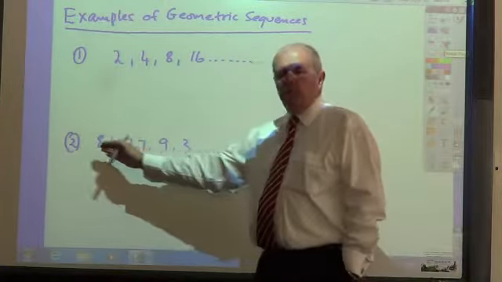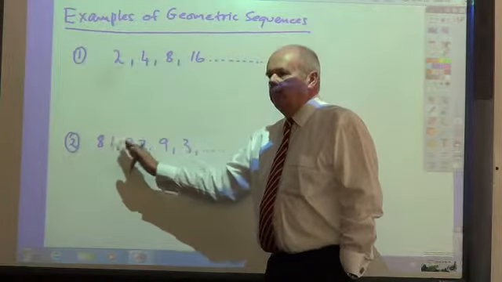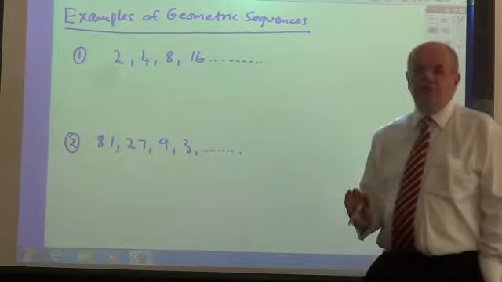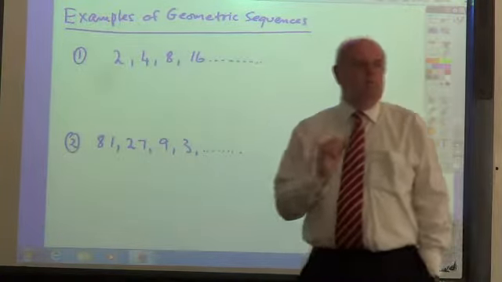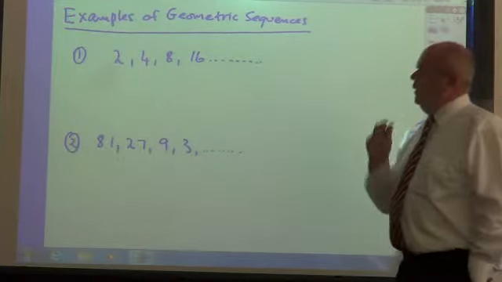Here the multiple is 1/3. Can you see, boys, that to get from there to there, I'm timesing 81 by 1/3. To get from there to there, I'm timesing 27 by 1/3. We still call that third a multiple. And the common ratio is 1/3. Okay?